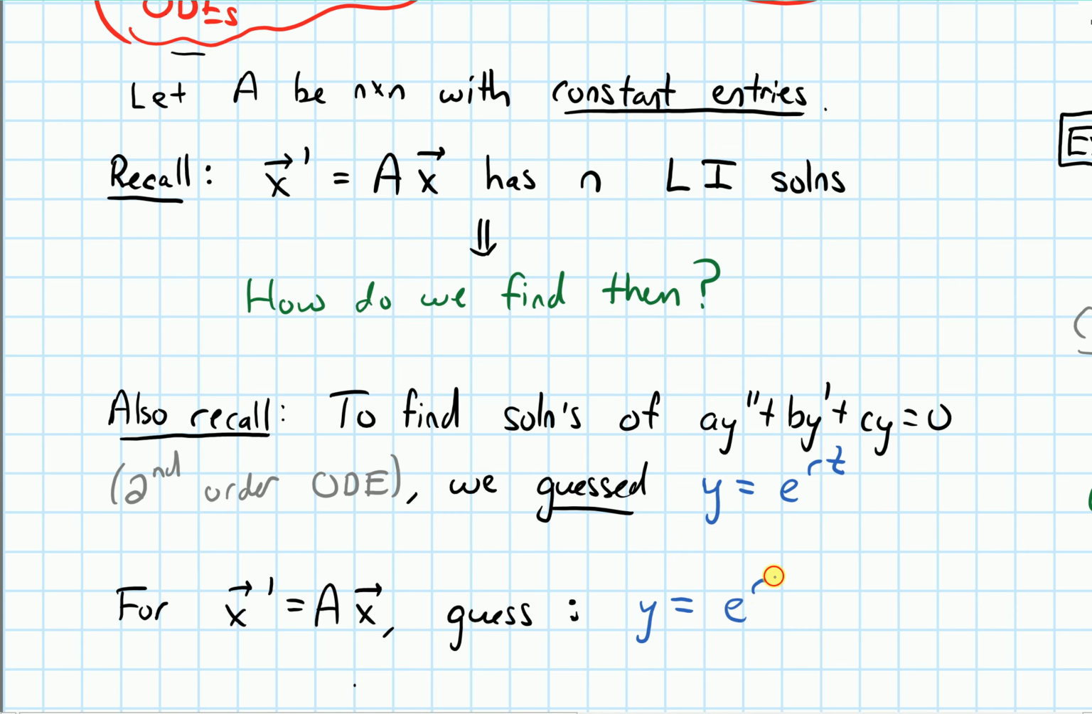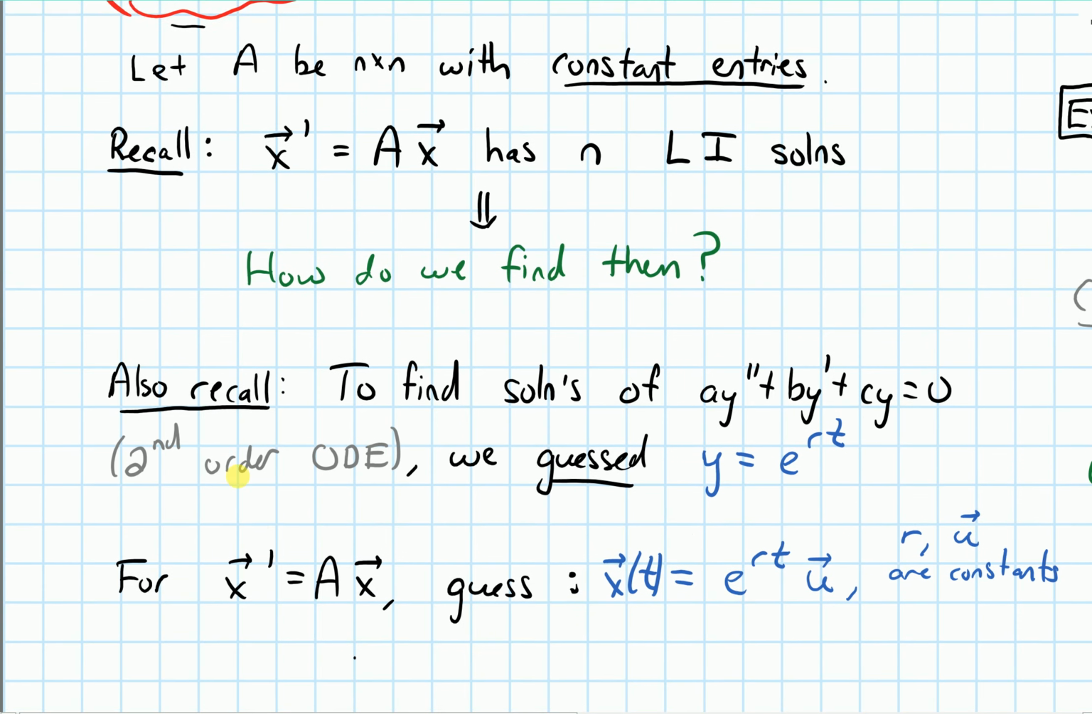So I'm going to guess something of the form e to the rt, but on its own this doesn't work because this is not a vector. Maybe it's better if I call it x instead of y, because I need to be plugging in for my vector valued function. So let's guess that x, written as a function of t, has this form, e to the rt, but x of t is supposed to be a vector valued function, so I need some sort of vector here. Let's multiply this by some vector u. Here r and u are going to be constants, so my variable is t.